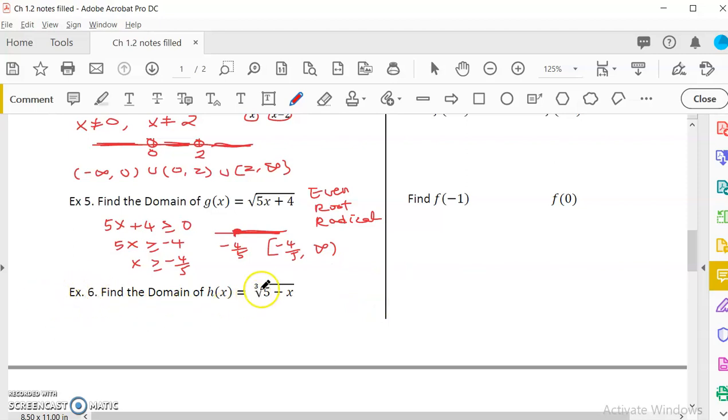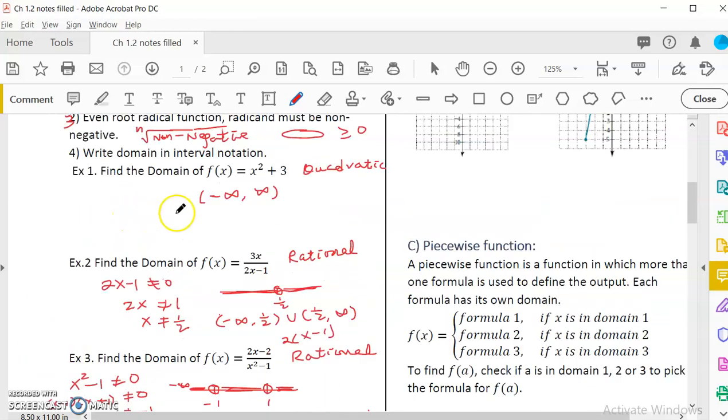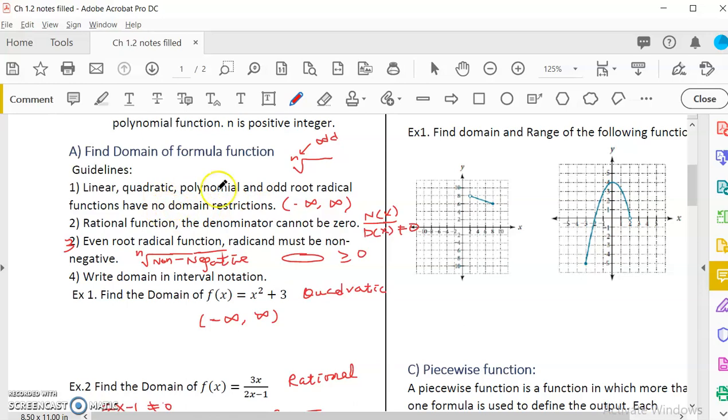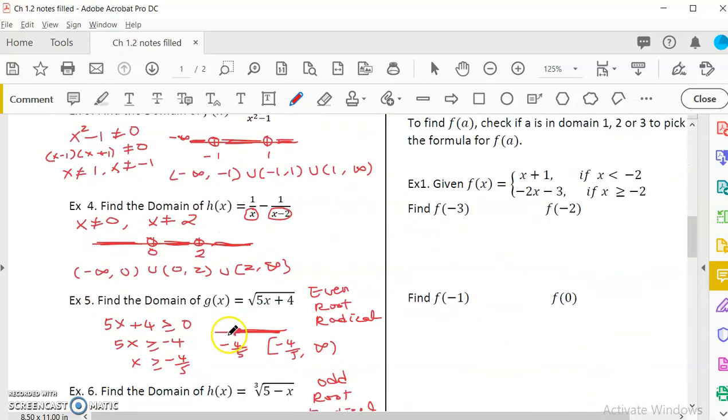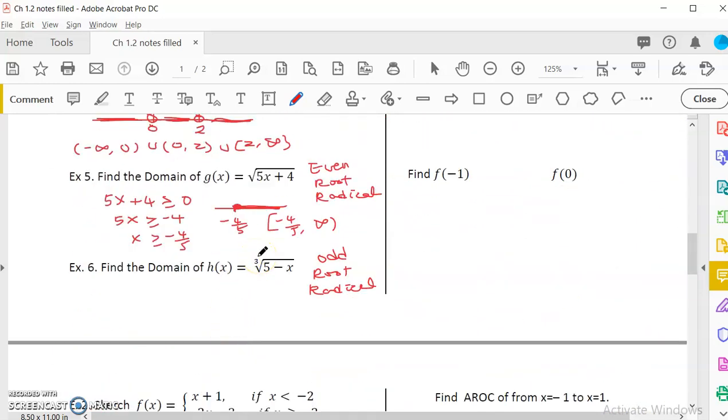The last one is an odd root radical. What do we say in the guideline? We say if it is an odd root radical, you can actually take any number in a cube root or any odd root. So there's no domain restriction: negative infinity to infinity.